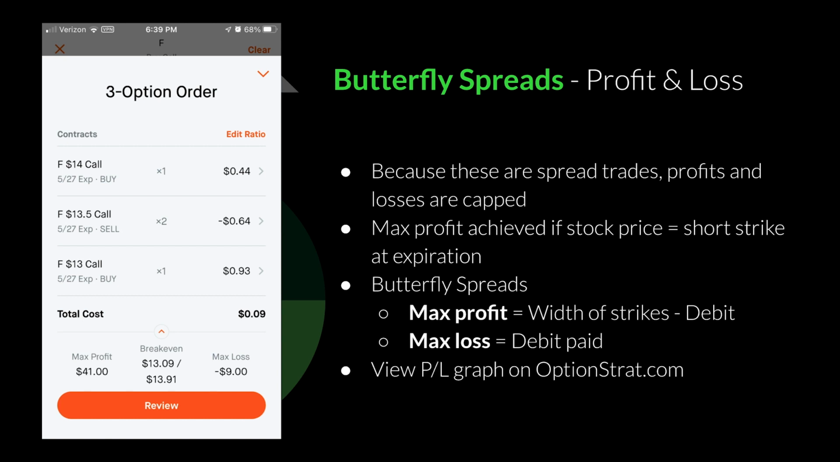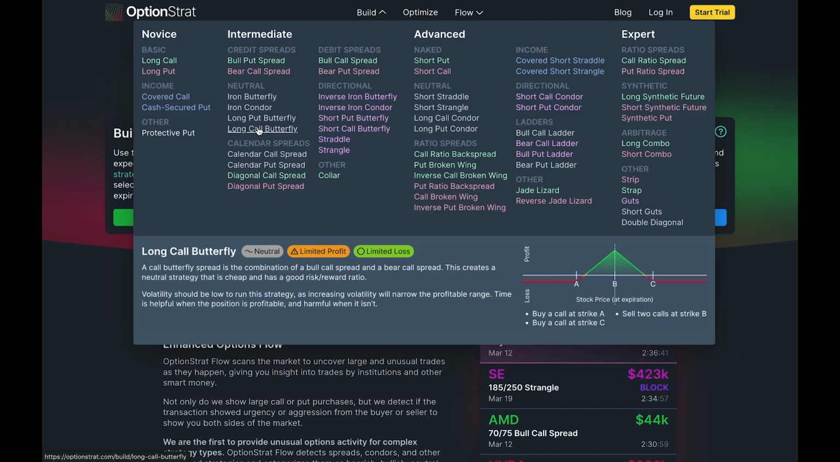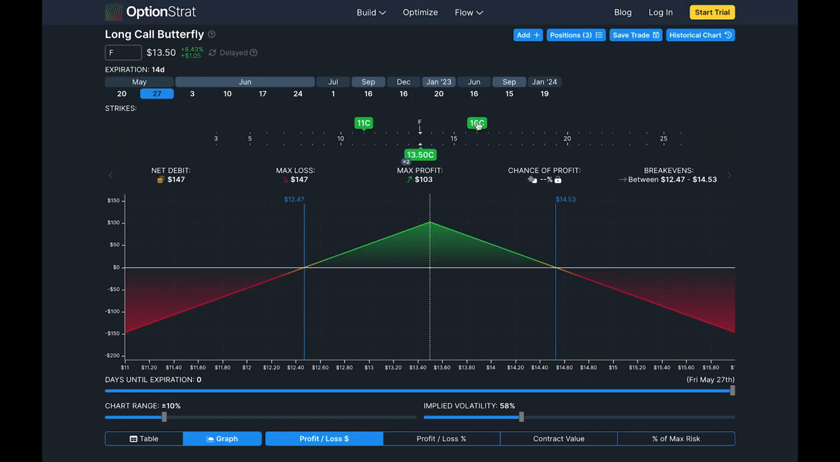So let's head on over to OptionStrat and we'll take a look at the butterfly spreads a little bit more closely. Okay, here we are on OptionStrat. What I'm going to do is hover over the Build at the top, come down here to the neutral strategies, and we're going to just do the long call butterfly. So we want to use Ford, ticker symbol F, as our example. And our short call was 13.5. From our example, our upper wing was 14 and our lower wing was 13. So you can see it just like this.